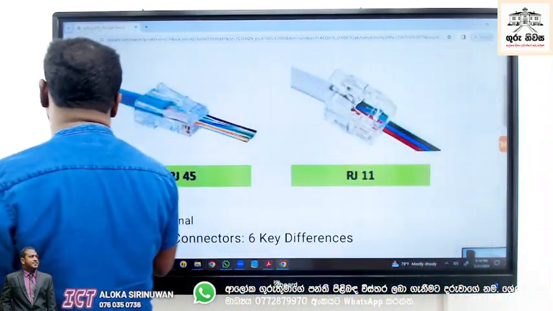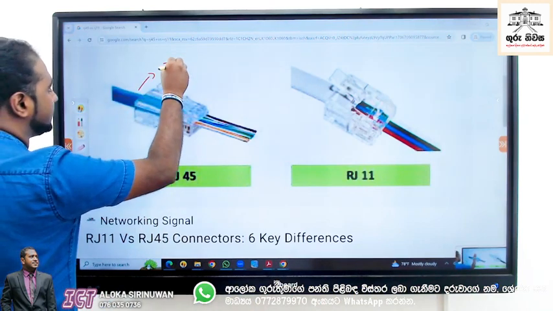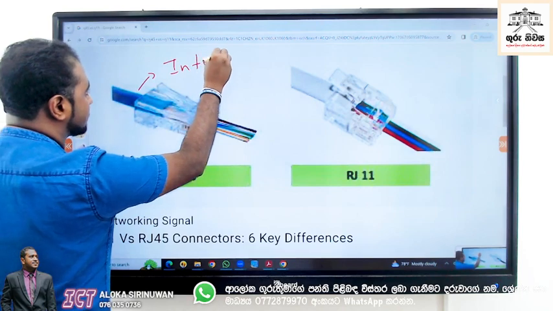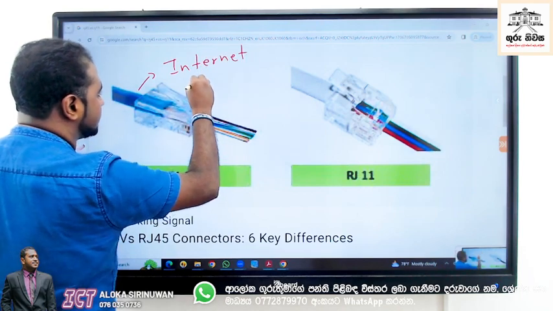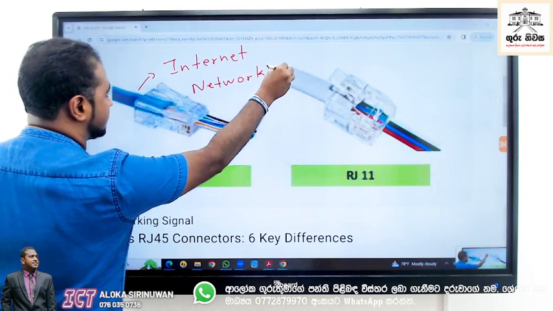RJ45 is used to take the internet connection. This is for internet and networking purposes, especially networking purposes.